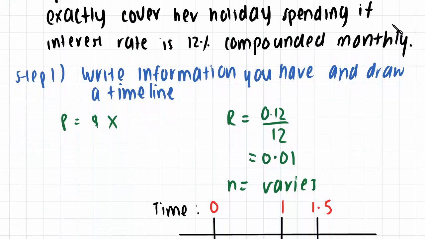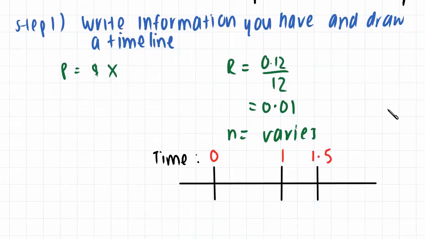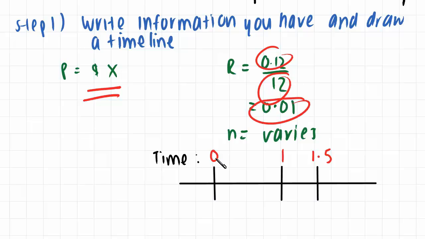So first, again, step 1, we write down the information we have and then we draw a timeline with it. So we know the thing that we're looking for is the principal amount that we invest now. We know the quoted rate is 0.12. There's 12 compounding periods per year. So therefore we have a compound interest rate per month of 0.01. And then we also know that n varies depending on what time the cash flows occur.